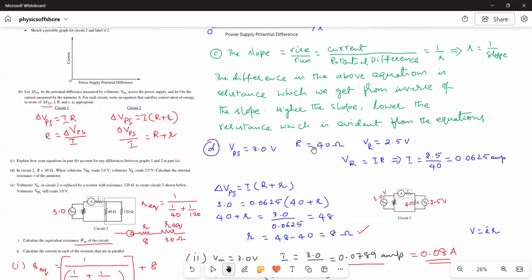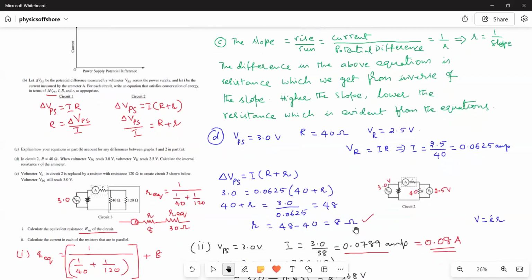Agree? He gave the values. What is the voltage across the resistor? It is not the same as the supply voltage. The power supply has 3 volts, but here the voltage is different. That is why we have to calculate the current flowing through the resistor, and then finally calculate the internal resistance. Okay. So the internal resistance is 8 ohms.